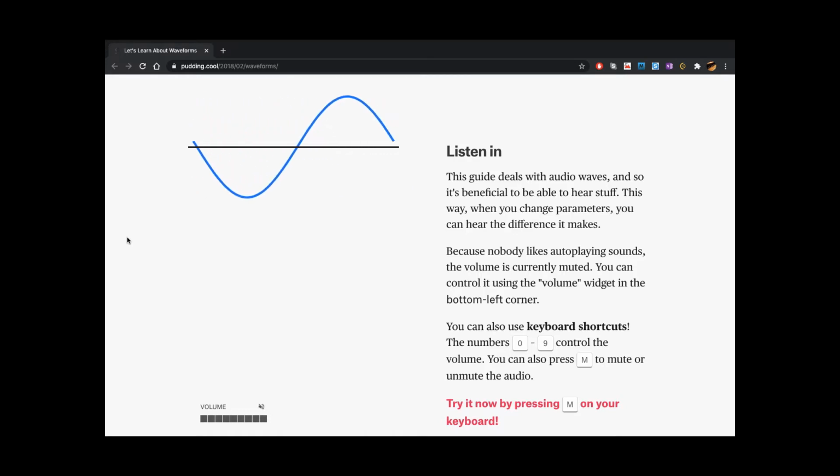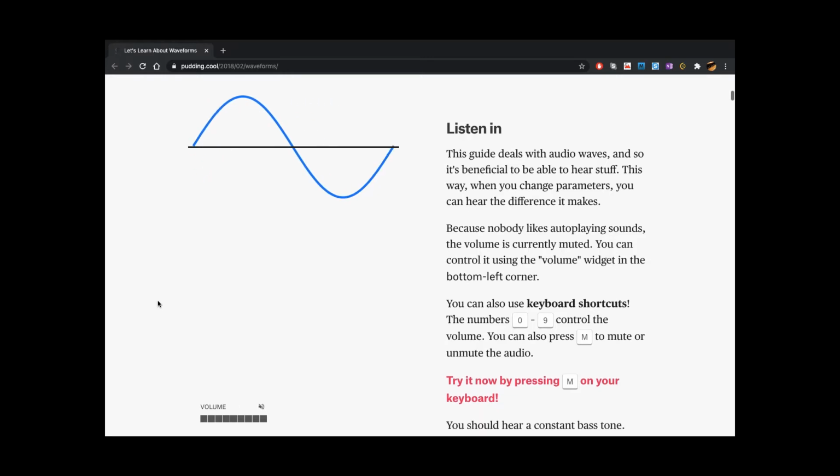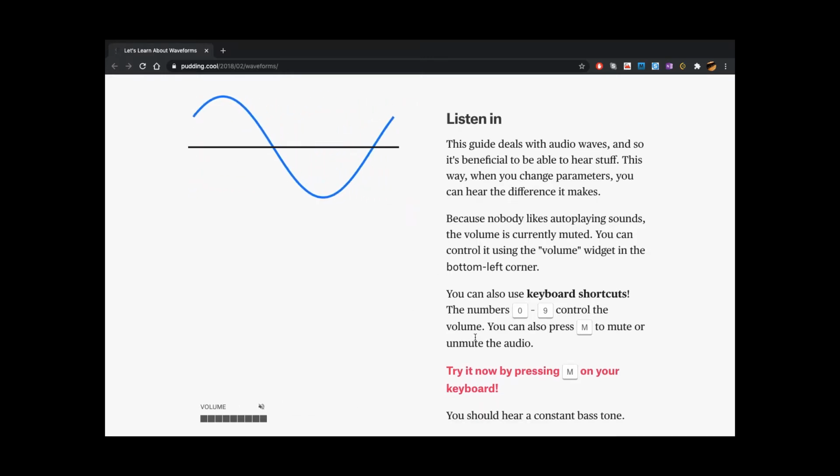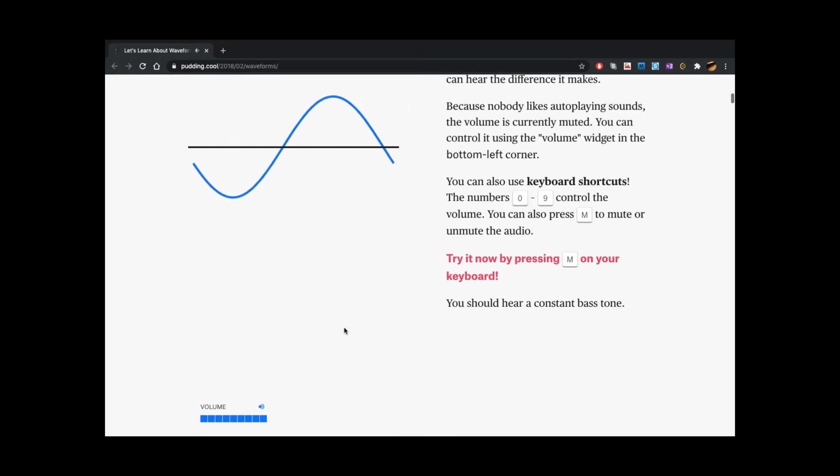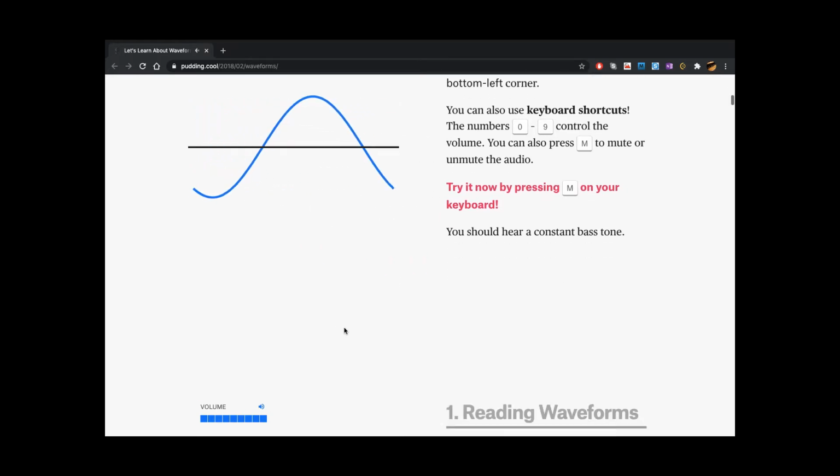For audio waveforms, the x-axis is the time, and the y-axis is the audio signal. I will show in the video how it goes. If I play this sound, you can hear a slight buzz. This is how I can play the sound.